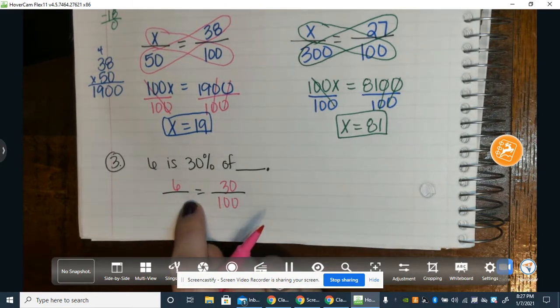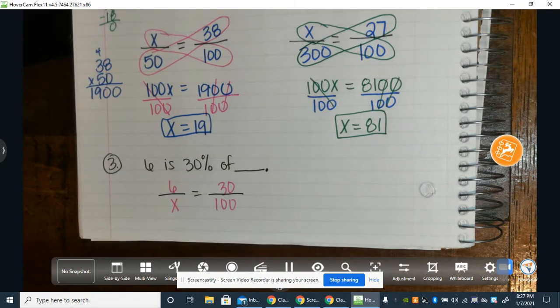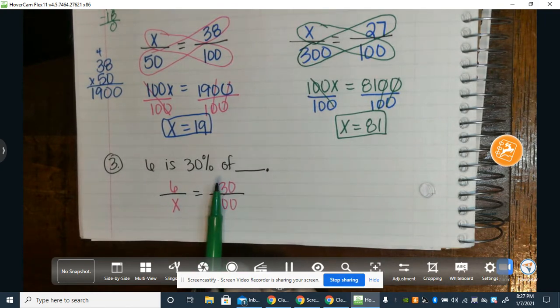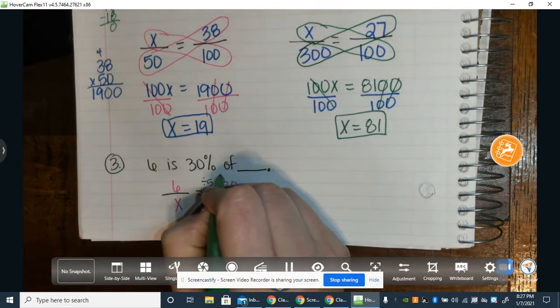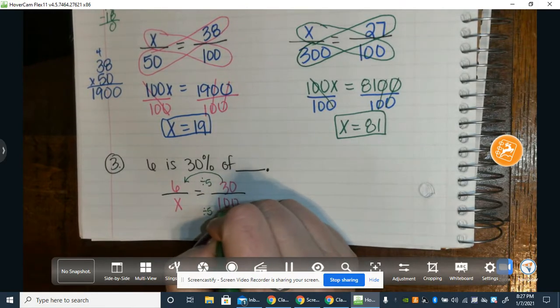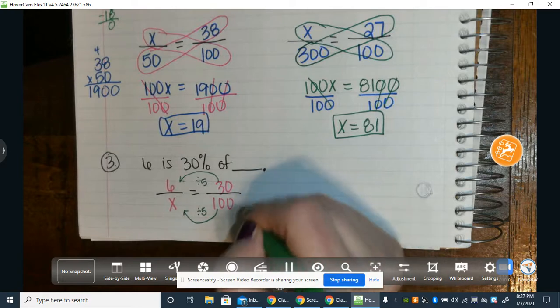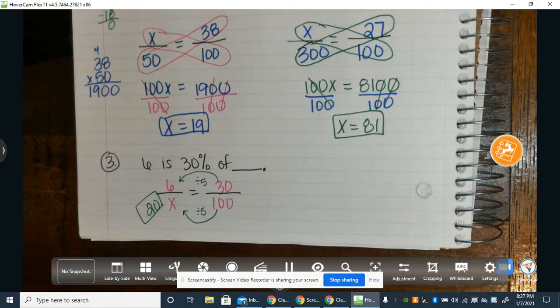Now I've got to figure out what this bottom number is. So I'm going to put an X right there. Now let's look. So I'm going to come over here and I can look at 30 and 6. So I can say, well, 6 times 5 gives me 30. Well, if I do that backwards and go 30 divided by 5 gives me 6, I can divide 100 by 5. And 100 divided by 5 gives me 20. So my answer there will be 20.